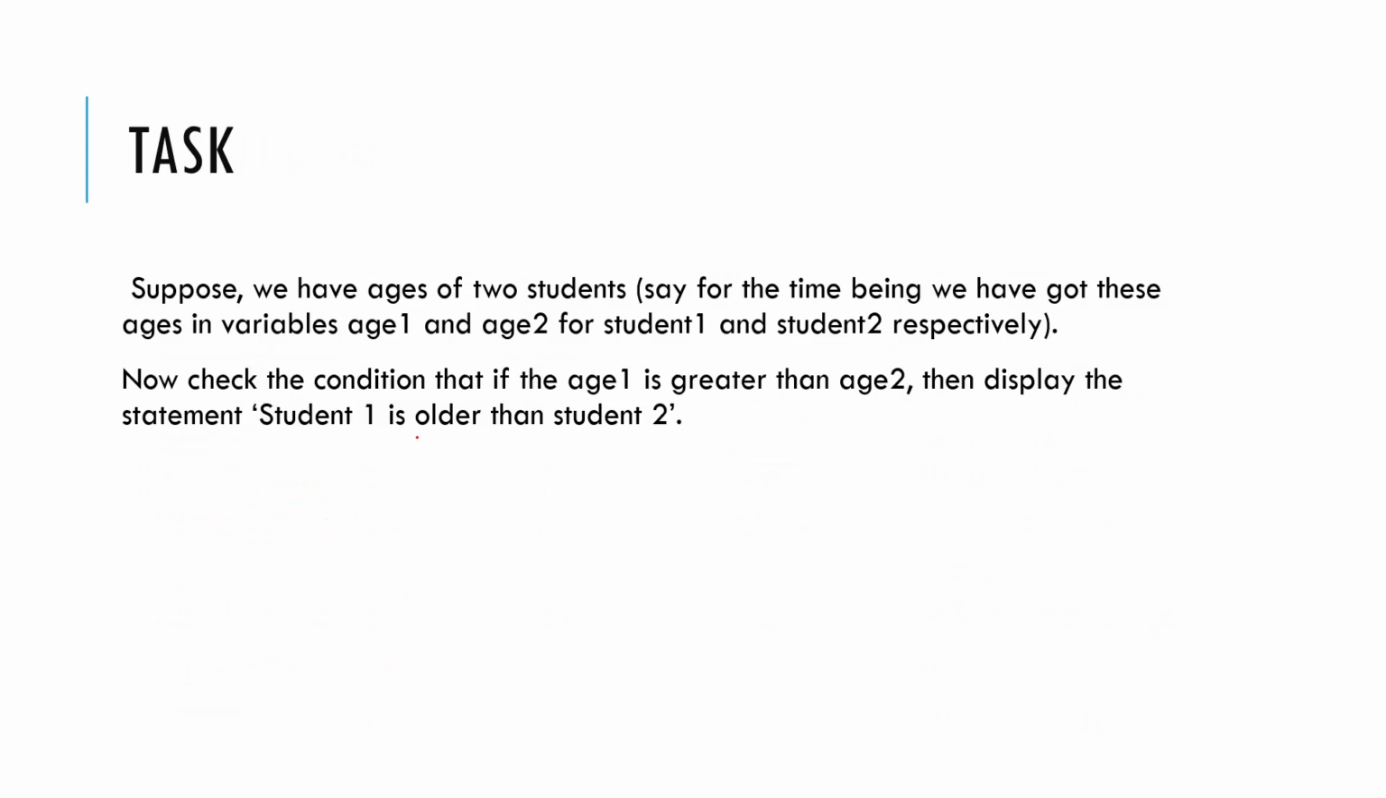So now we'll go towards the task, and I'll be explaining this task in the next lecture, but you should try it by yourself. The task is that, suppose we have the ages of 2 students. Say for the time being we have got these ages in variables age1 and age2 for student 1 and student 2 respectively. Now check the condition that if age1 is greater than age2, then display the statement student 1 is older than student 2. And if age1 is less than age2, then display the statement that student 2 is older than student 1.